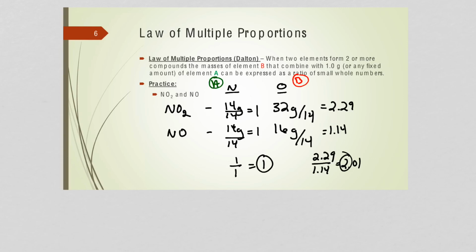So as we can see, if we look back at our law, the masses of element B that combine with a fixed amount of element A, nitrogen, can be expressed as a ratio of small whole numbers, in this case 2. So this is a demonstration of the law of multiple proportions, similar to the one in the book where they use carbon dioxide and carbon monoxide.